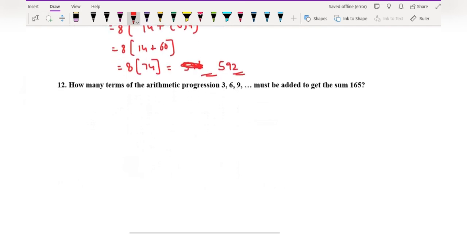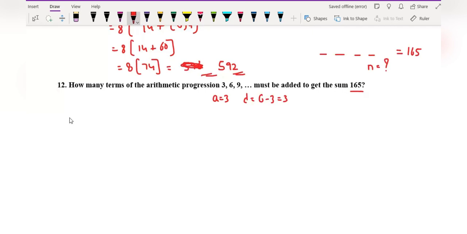They're asking you how many terms of the arithmetic progression must be added to get a sum of 165. Okay. So they're asking, how many terms should we add so that our sum comes to 165? That means we need to find out n. Remember, they give the AP. That is, the a value is 3 and the d value is also 3. Why? Because second term minus first term will give the value of 3.